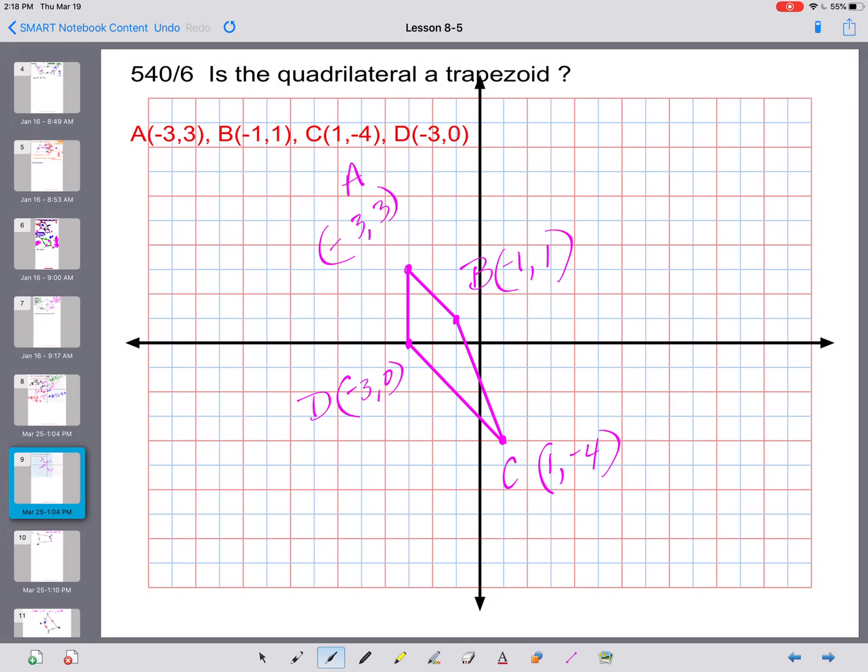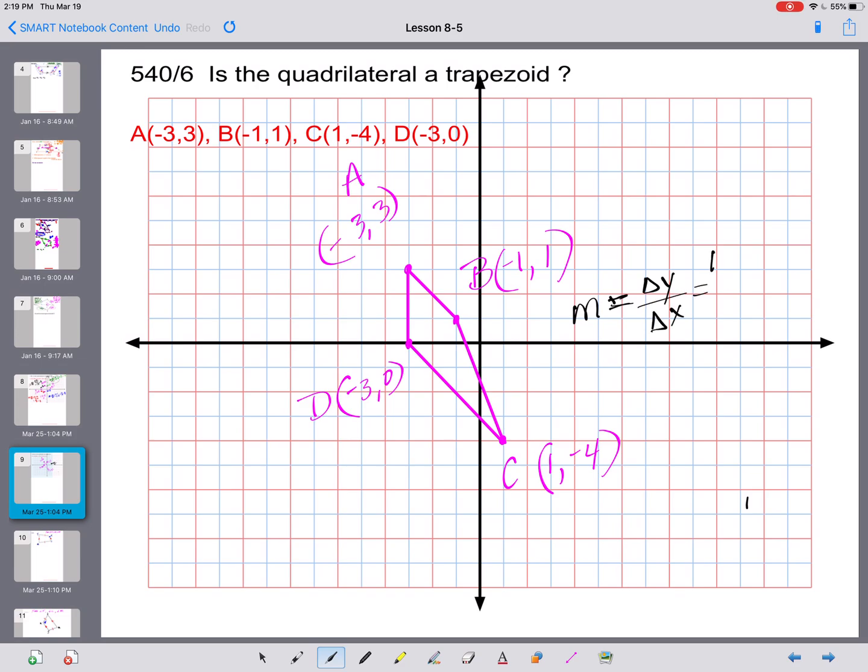Same question. It's drawn for us. We've got to figure out the slopes. Why? Because we've got to figure out if one pair of opposite sides is parallel. Well, let's look at the slopes. Here we go. Let's start right over here. We'll do it in black to start. B and C. Change in Y over change in X. So Y minus Y.